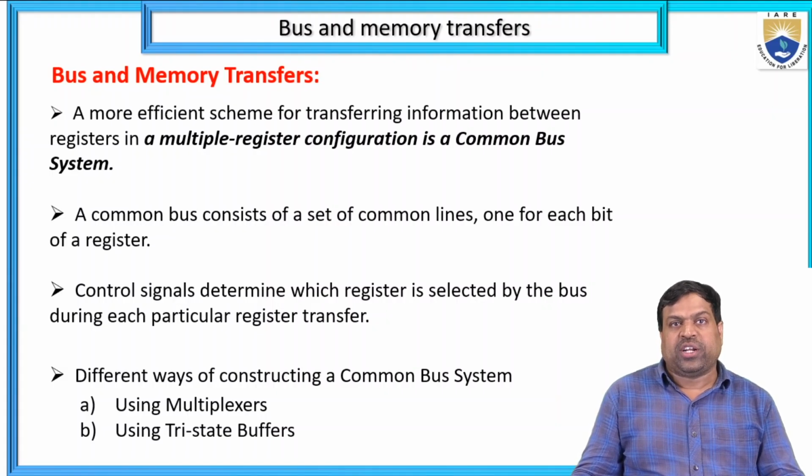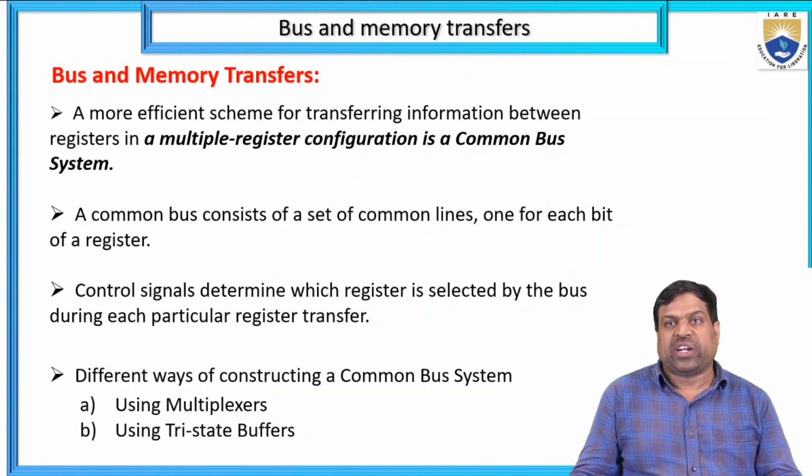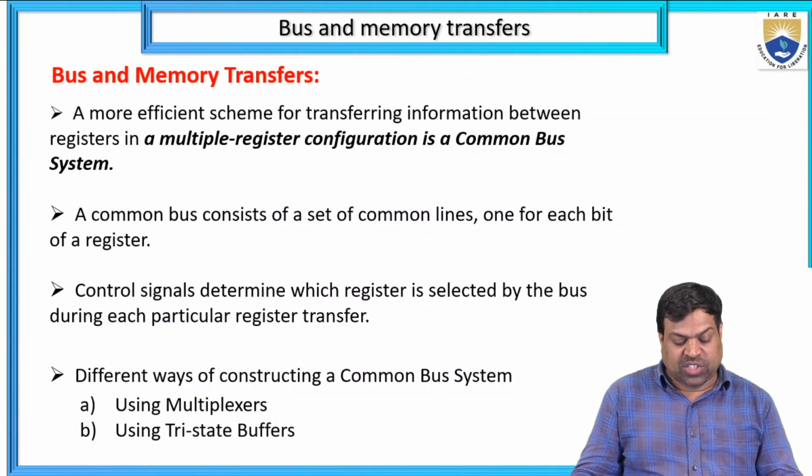In bus and memory transfers, we deal with the transfer of information in the CPU between bus and memory. A more efficient scheme for transferring information between registers in a multiple register configuration is a common bus system. A common bus consists of a set of common lines, one for each bit of a register. Control signals determine which register is selected by the bus during each particular register transfer. There are different ways of constructing a common bus system, using a multiplexer or using tri-state buffers.